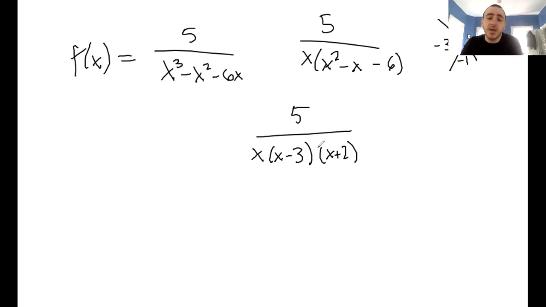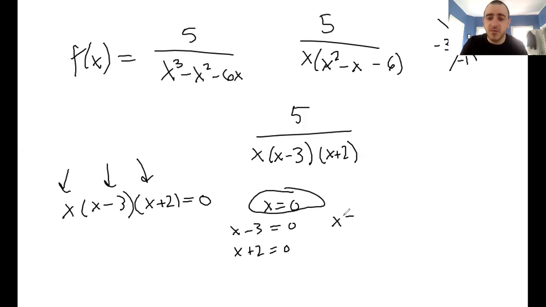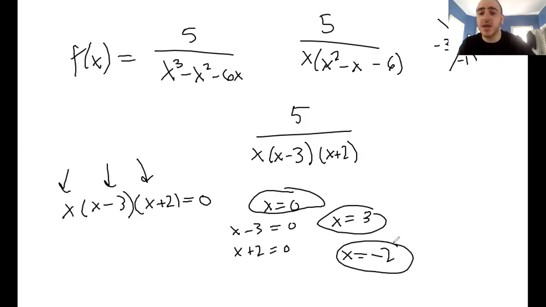I'll go ahead and set the denominator equal to 0. Thanks to the good old zero product property, I know that if any of these pieces are 0, the whole thing is going to be 0, so I can break them up. x equals 0, that's a vertical asymptote right there. x minus 3 equals 0, x plus 2 equals 0. So I know there's a vertical asymptote at x equals 0, at x equals 3, and at x equals negative 2. So you just set your denominator equal to 0 and then solve like you would any old quadratic, and that's how to find vertical asymptotes.